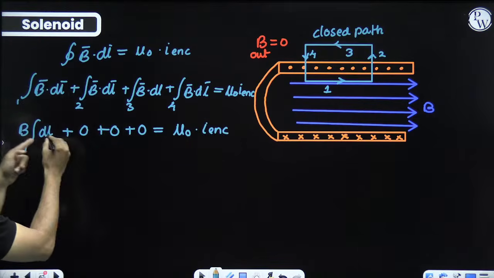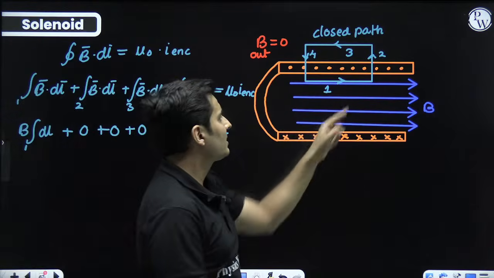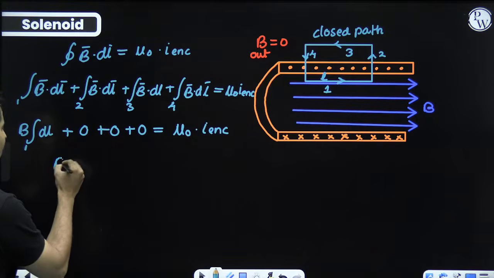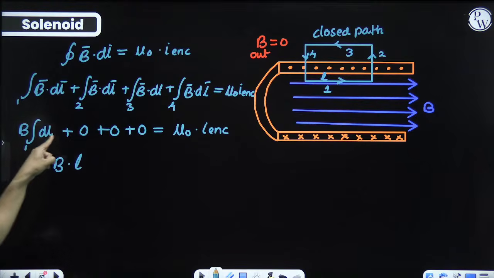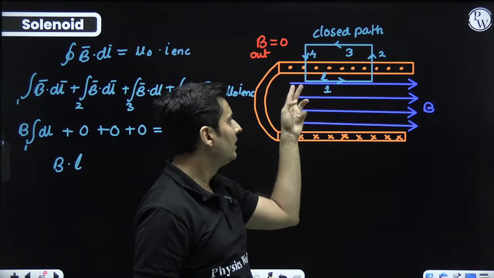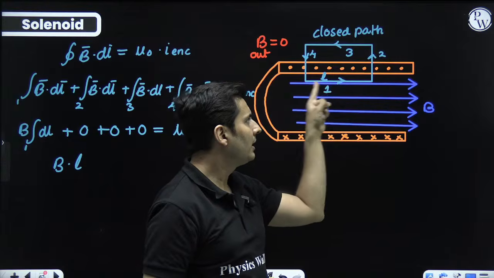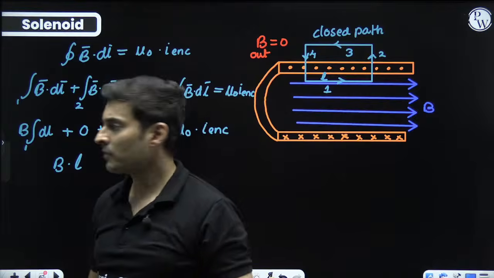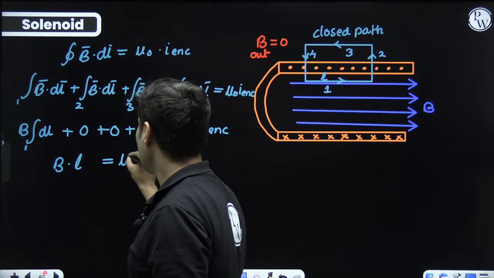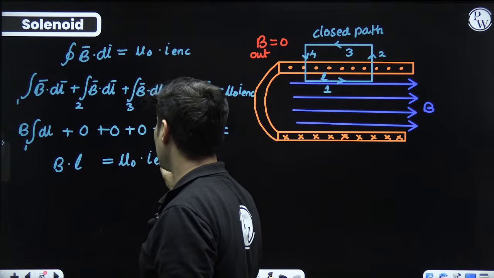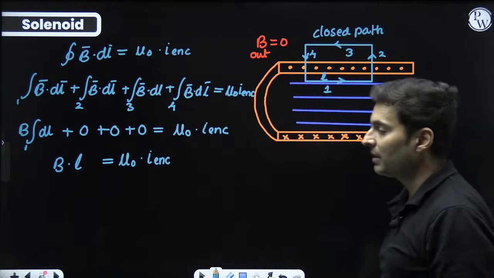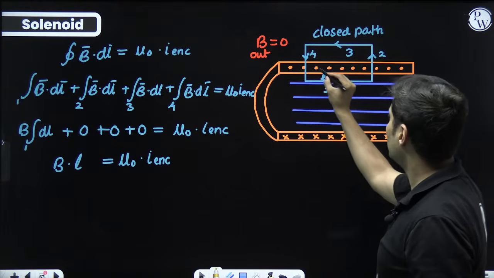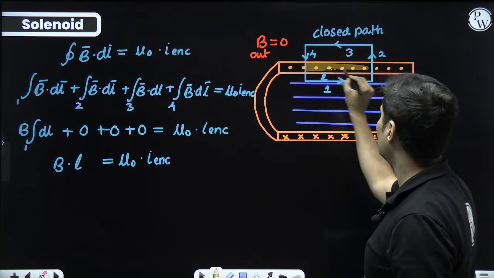Oh, nice. So I have B dl. If I call this length L, it will be just B multiplied by L. The integration of dl in this first path is the length of this rectangular path. Great. This is equal to mu naught multiplied by I enclosed. Now let's tackle how much this I enclosed is. If you see carefully, you will realize the enclosed current is only this much.